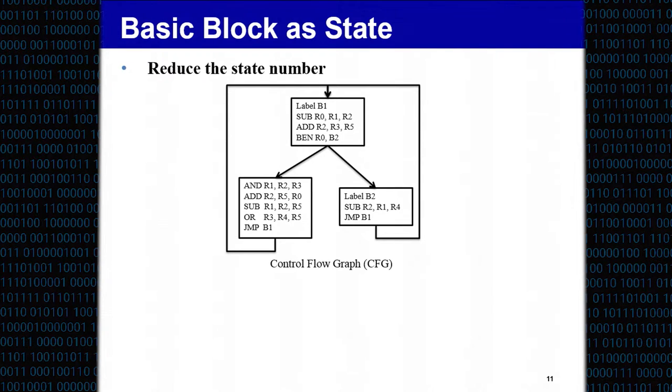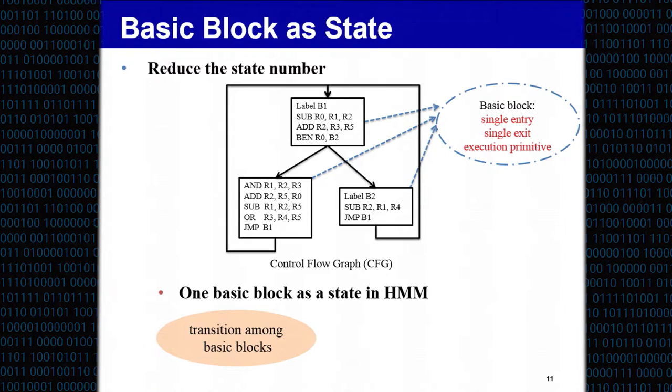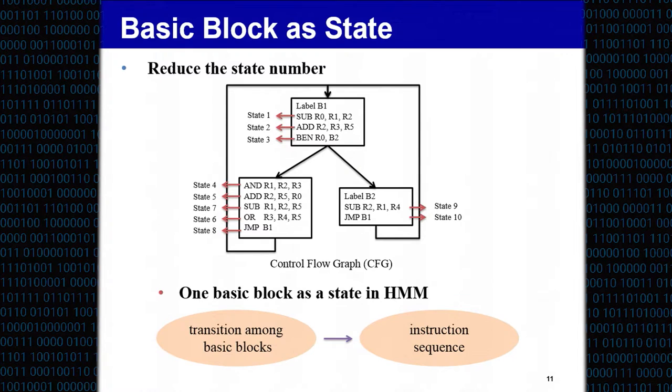A given code can be equivalently represented by its control flow graph. Each edge in the graph represents a valid control transfer, and each node represents a basic block. One basic block is an instruction sequence with a single entry point and a single exit point, so instructions inside one basic block always execute in the same order. In this way, we can treat one basic block as a state in HMM, because if we can recover the transition among basic blocks, we can also recover the instruction sequence. This significantly reduces the state number.